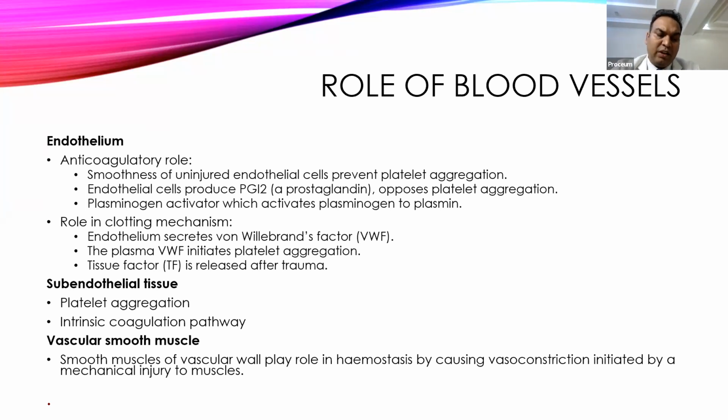Then come to the subendothelial tissues present in the blood vessels. Whenever the endothelium gets damaged, it exposes the subendothelial tissue, and the collagen present in the subendothelial tissue is essential for platelet adhesion and aggregation, and can also initiate the intrinsic coagulation pathway. Apart from this, the presence of smooth muscle in the vessels starts the initial step of hemostasis, that is vasoconstriction, which occurs because of activation of the smooth muscle or injury to the smooth muscle of the blood vessels.